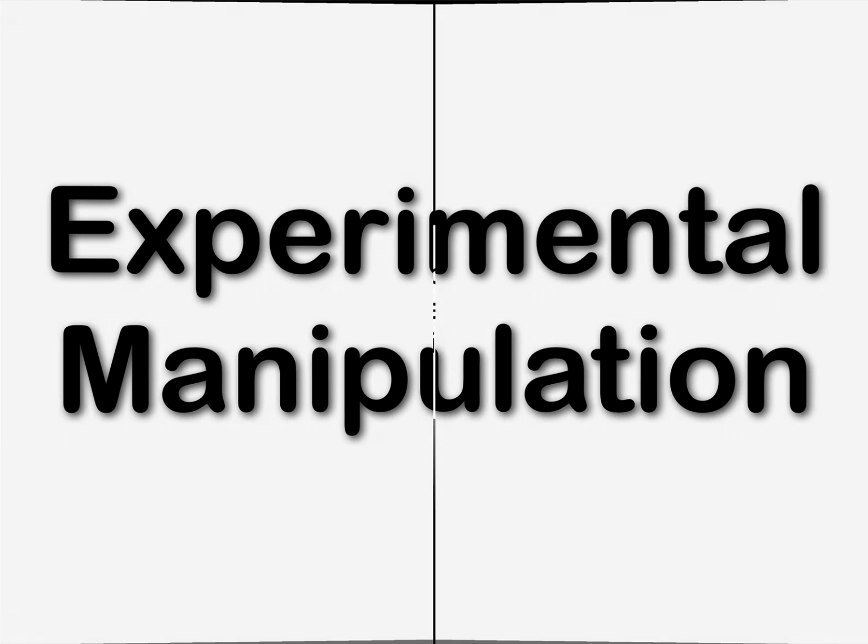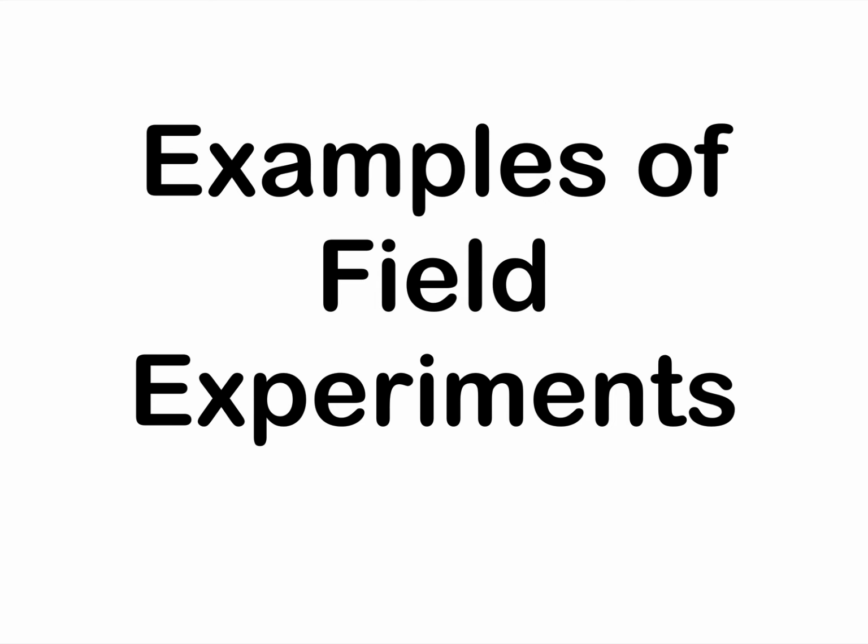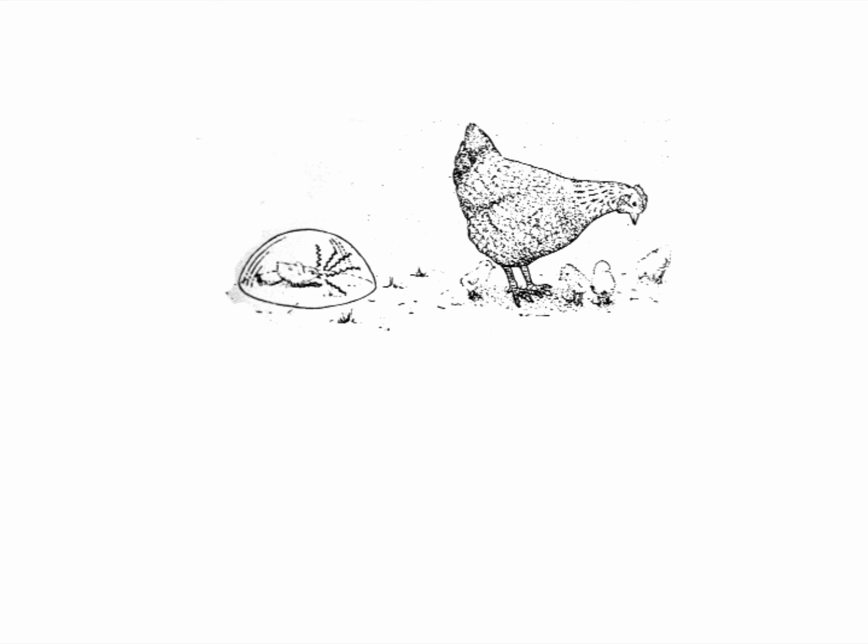In other segments, we've looked a lot at observation and description of animal behavior. Now we're going to actually look at experimental manipulation. So let's start with some examples of field experiments.